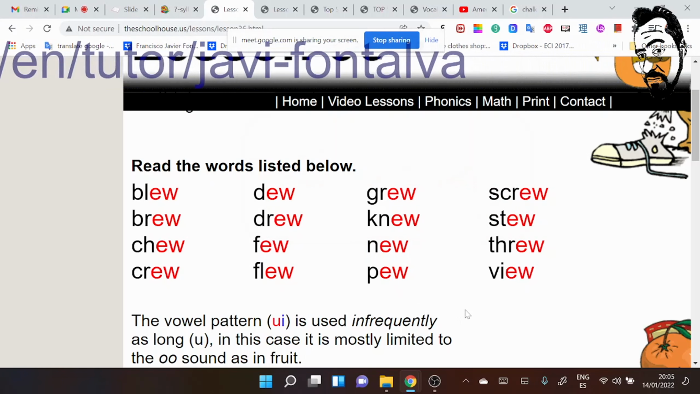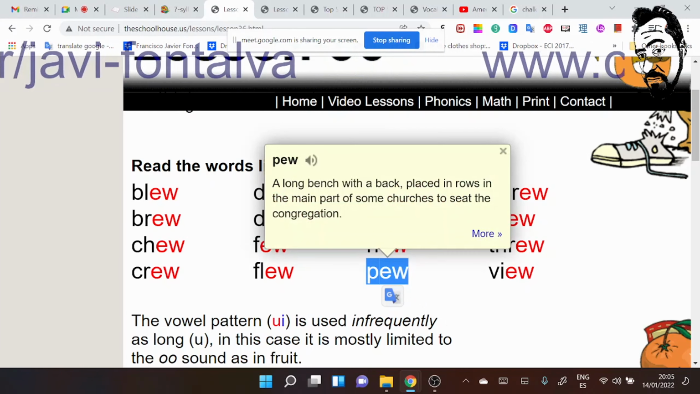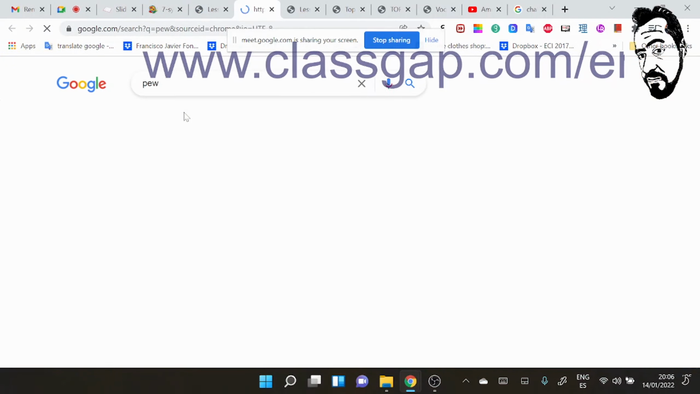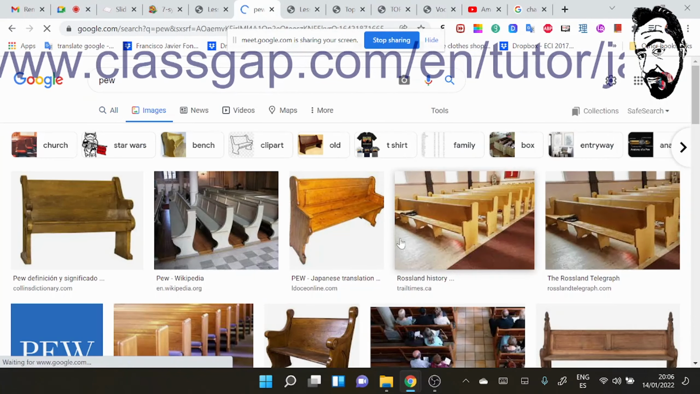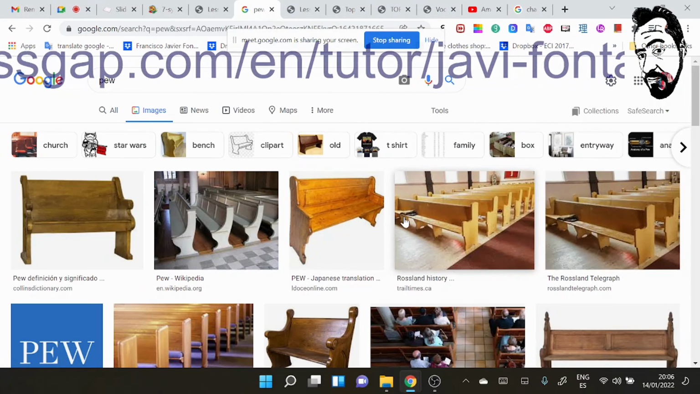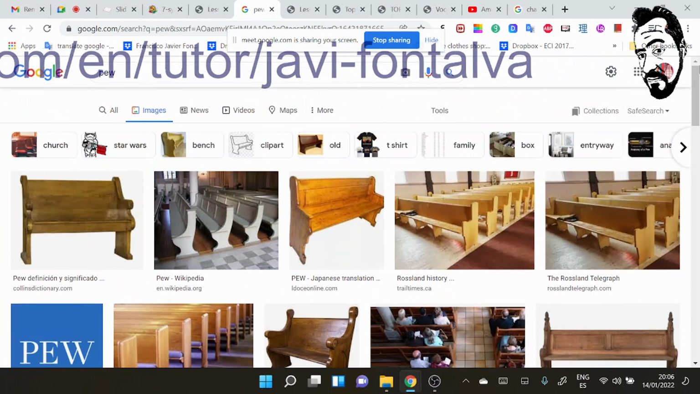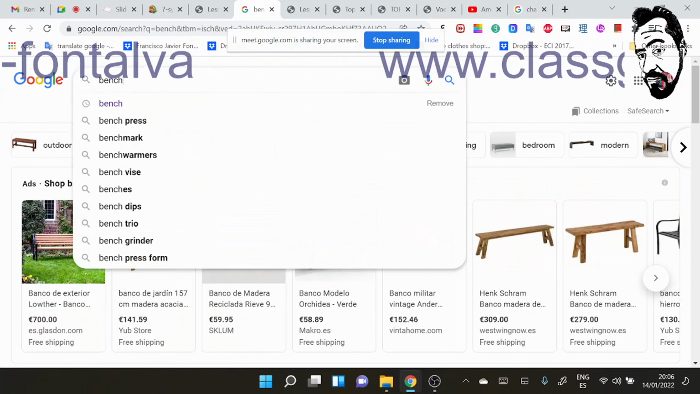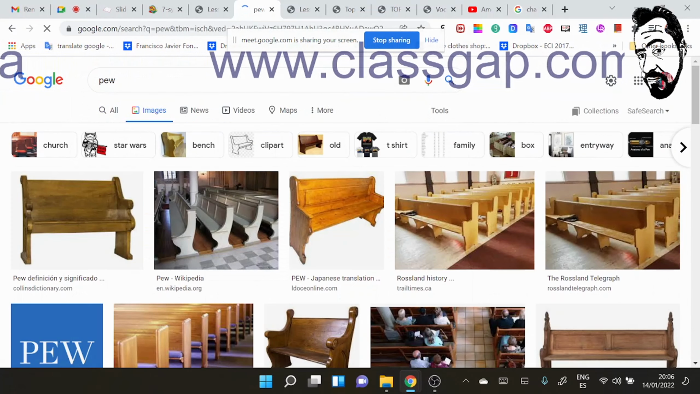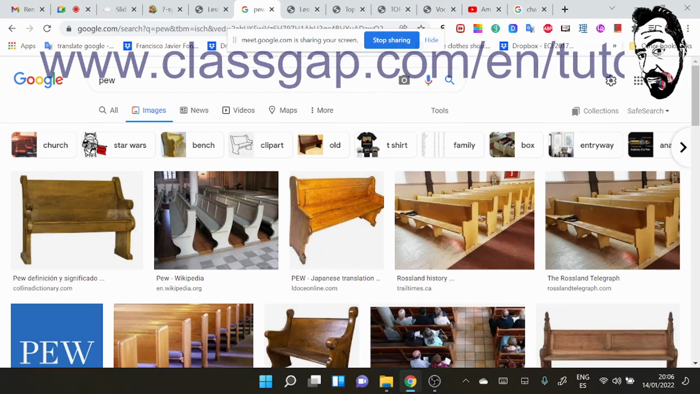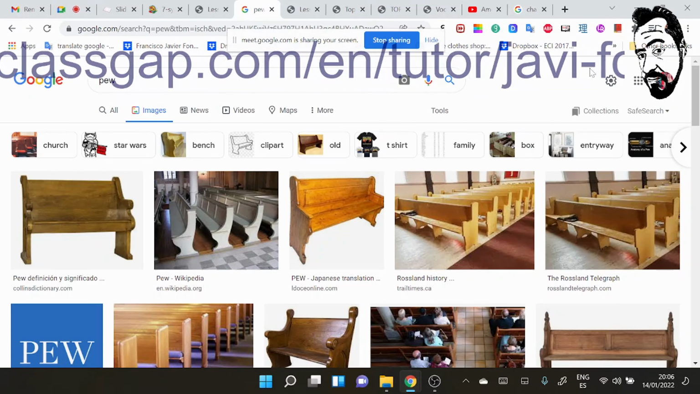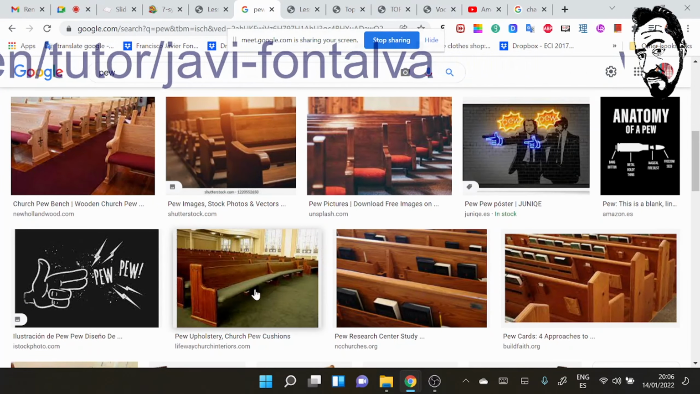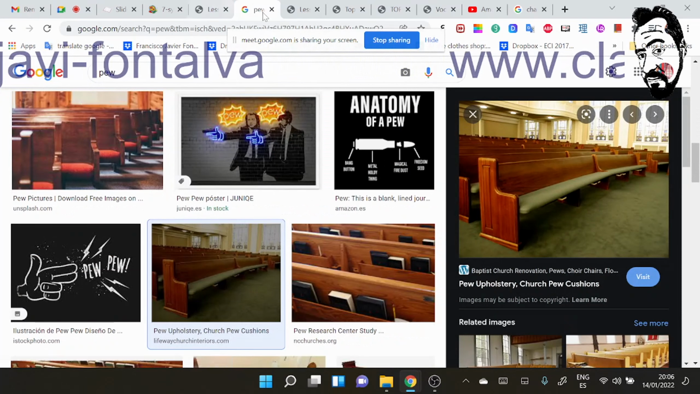Pew. Pew is something you find in a church. Let me show you. It's like a kind of chair, but bigger. Let me show you this here. Banco. No, that's a bench. So, a bench is this, a bench. A pew, okay, a pew is similar to a bench, but it's more specific. It's something you find in the church. Yeah, el banco de la iglesia, que tiene como el monumento. Exactly. So this one here. Yeah? Yeah, okay.